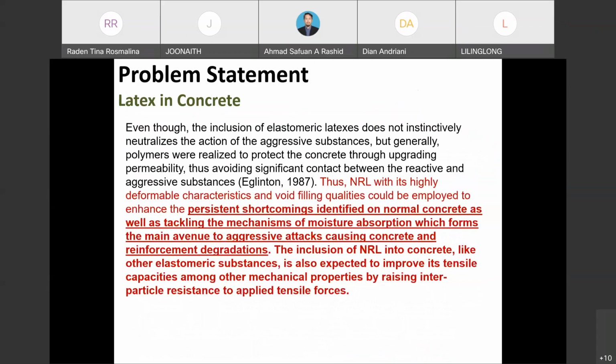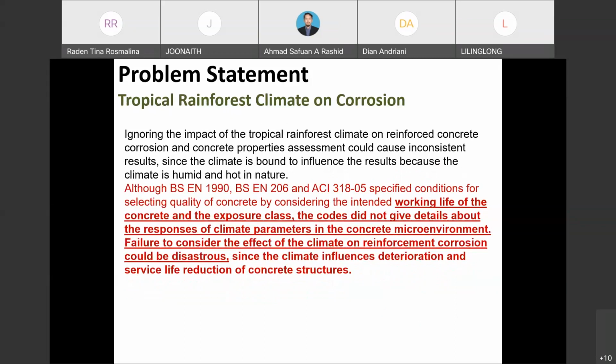For this one, it is the use of natural rubber latex. It is highly deformable and void, and could be employed to enhance against the persistent shortcoming. So this is the problem: tackling the mechanism of moisture absorption, which forms the main avenue to aggressive attacks causing concrete and reinforcement degradation. So this is the tropical rainforest climate on corrosion. I guess they did not give detail about the response. So that is why this author came up with this kind of study.